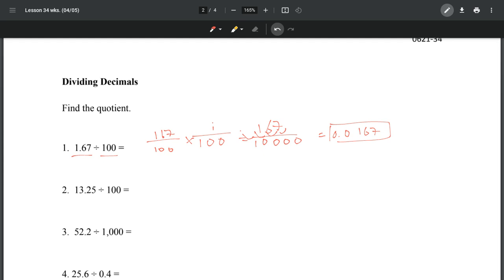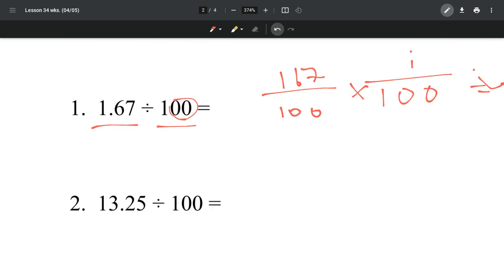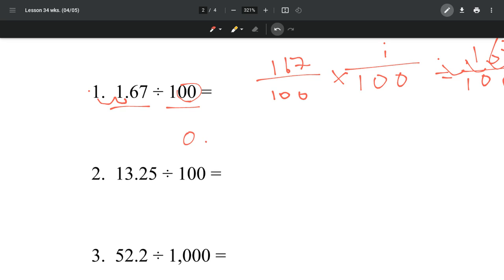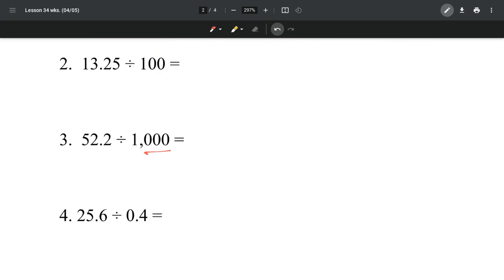Well, I'll teach you a trick. There are 2 zeros in 100. Basically, we're going to move the decimal point 2 times to the left. And that's how we got 0.0167. Let's try number 3. We have 3 zeros in 1,000. So we're going to move the decimal point 3 times to the left, and we put a 0 there. And so, simple and easy, our answer is 0.0522.